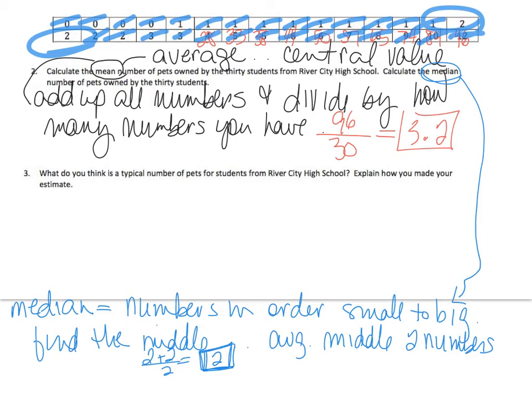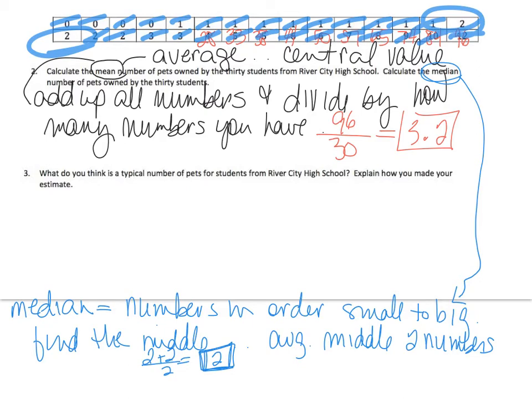All right, next question. What do you think is a typical number of pets for students from River City High School? Explain how you made your estimate. This is the thing with statistics. I told you this yesterday. It's a much more opinionated math. So if you're going to give me an answer, you have to give me a reason, and it has to be written in some type of coherent sentence or bullet point or something.